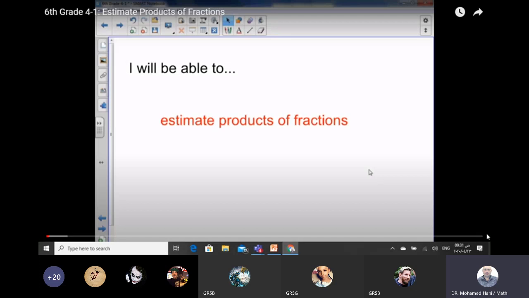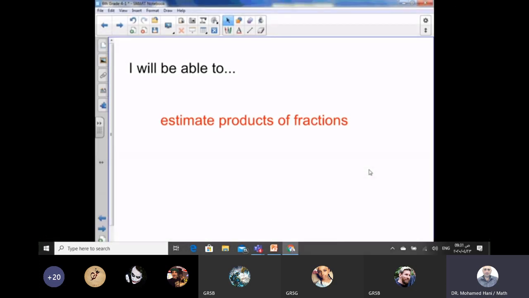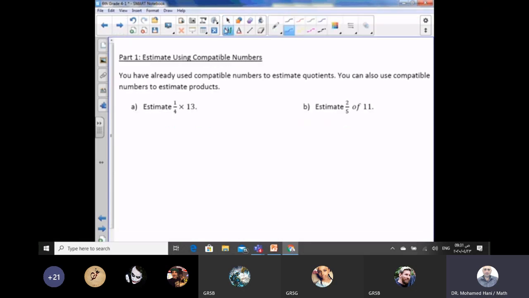Chapter 4, Lesson 1, Estimate Products of Fractions. You will be able to estimate the products of fractions. You have already used compatible numbers to estimate quotients. You can also use compatible numbers to estimate products.